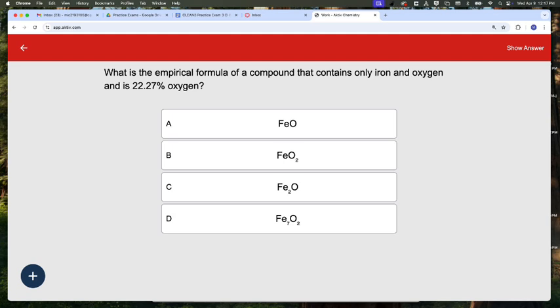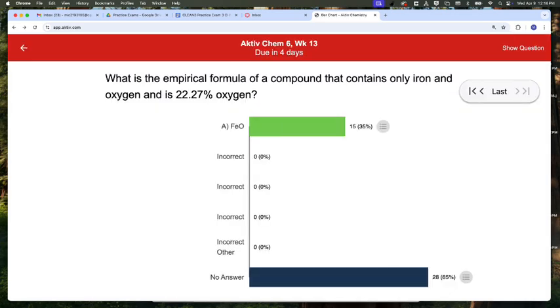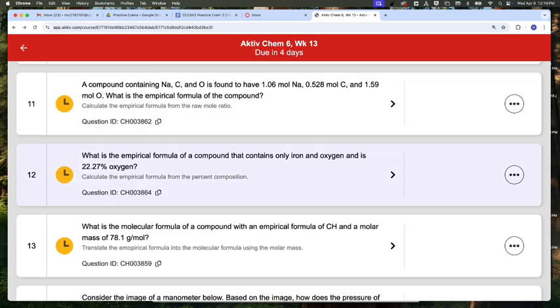So is that all we can do with empirical formulas? God, I hope so. Ooh. Ta-da. Oh, it legit died.